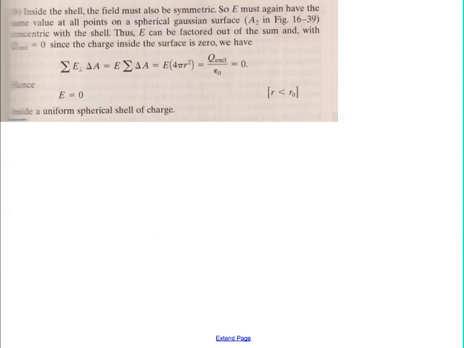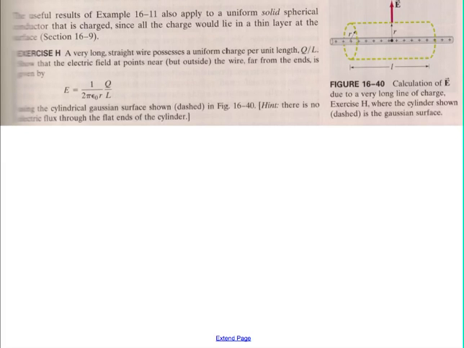All right, so I think we did this one. Let's look at exercise H together. Exercise H says a very long straight wire possesses a uniform charge per unit length, so they're saying that it's spread out the same amount. So Q divided by L, that's how much charge it has in the wire. It says show that the electric fields at points near, so points like these, near outside the wire, far from the ends.